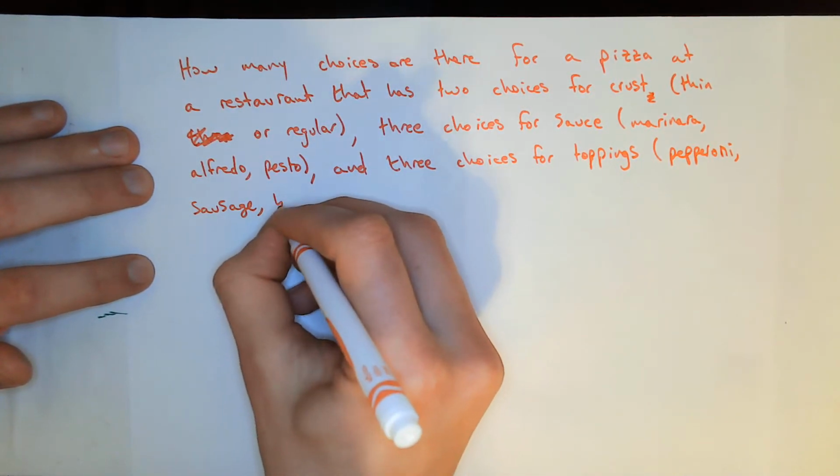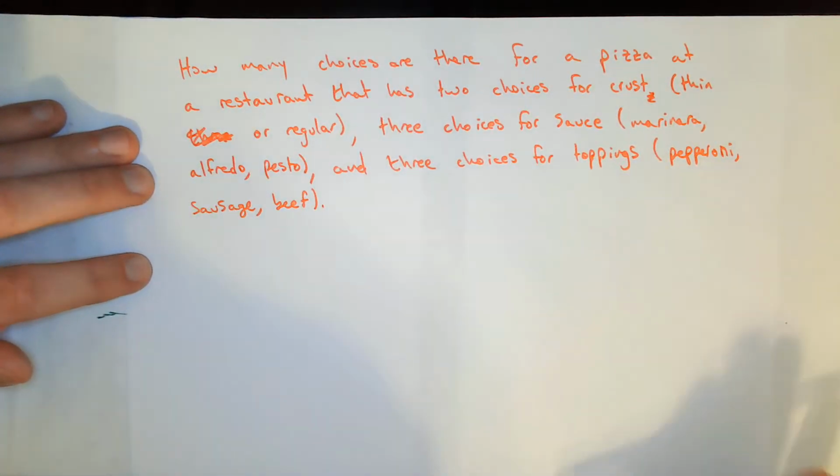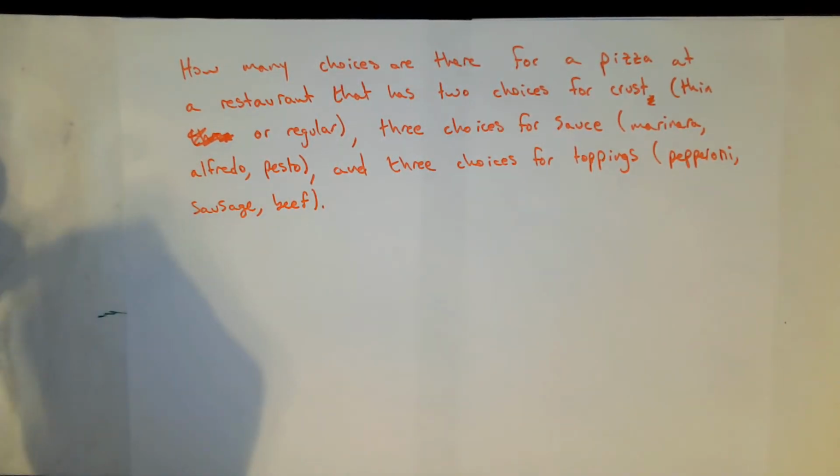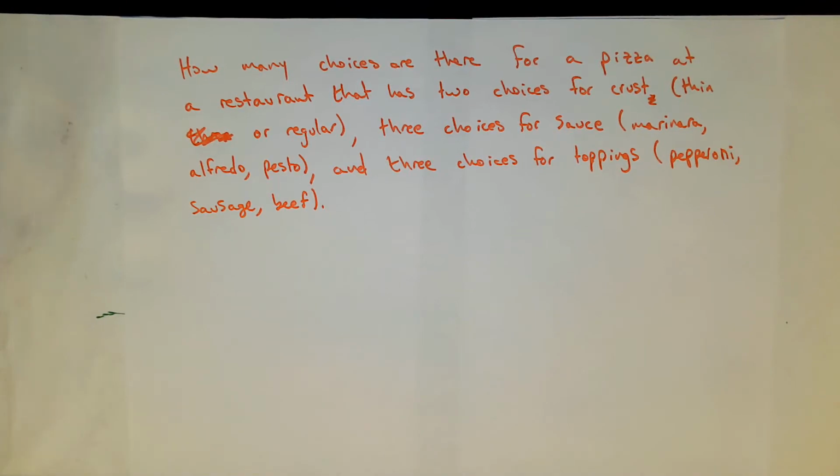Sausage and beef. This place is not vegetarian friendly. Okay, so how many choices are there for a pizza at a restaurant that has 2 choices for crust, either thin or regular, 3 choices for sauce, marinara, Alfredo, or pesto, and 3 choices for toppings, pepperoni, sausage, or beef?